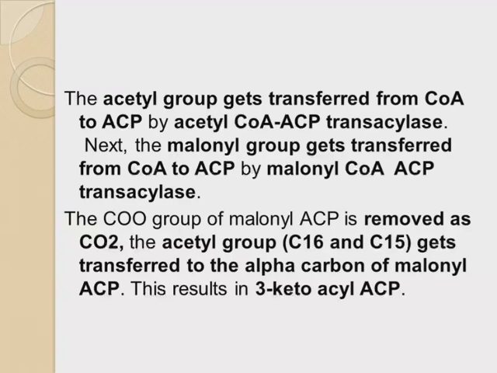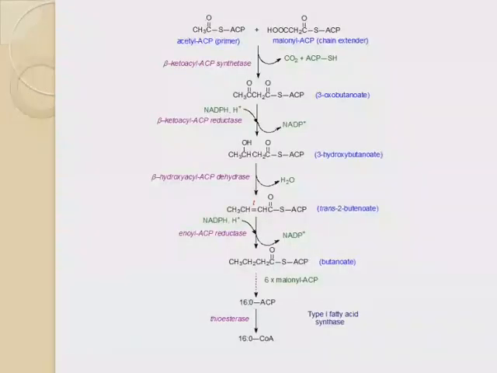يعني الأسيتايل جروب اللي تمثل الكربون اتوم نمبر 15 and 16 ترتبط مع الألفا كربون of the malonyl acyl carrier protein. This results in 3-keto acyl carrier protein. إذا بهالحالة راح نضيف الأسيتايل جروب إلى المالونايل جروب ونحصل على الكيتو acyl carrier protein. This picture shows the steps of biosynthesis of fatty acids. Here the fatty acid consists of 16 carbon atoms, which is palmitic acid. The first step is condensation of acyl carrier protein with malonyl acyl carrier protein, and this will lead to formation of 3-oxobutanoate.